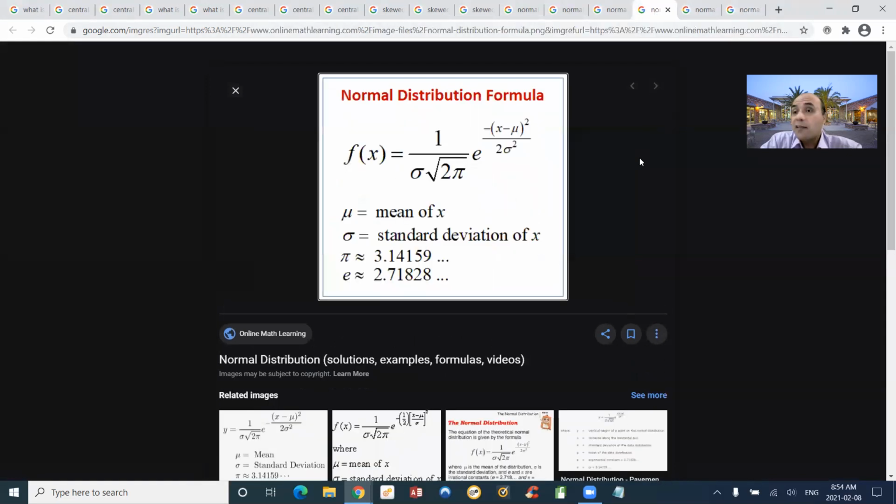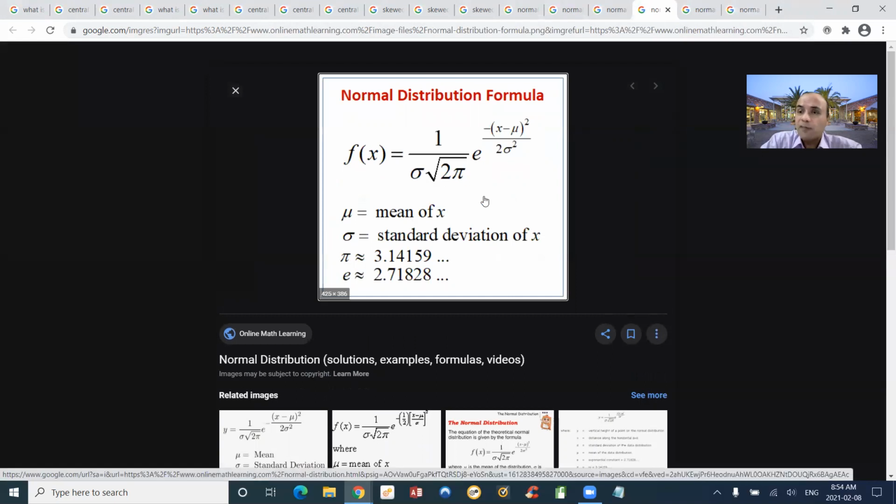And then there is a formula for this curve. It is a rather complex formula. You don't necessarily have to memorize it. It is available. 1 over sigma square root of 2 pi. Pi being 3.14. It's a beautiful number, as you know. E is an exponent, so E is 2.718. Again, your calculator has both pi and E to the power of.